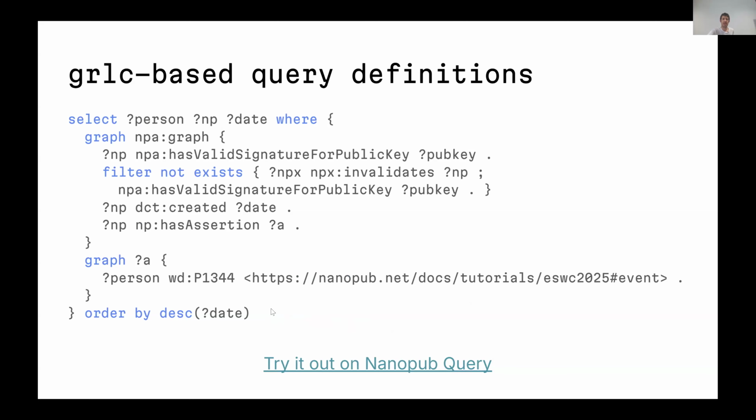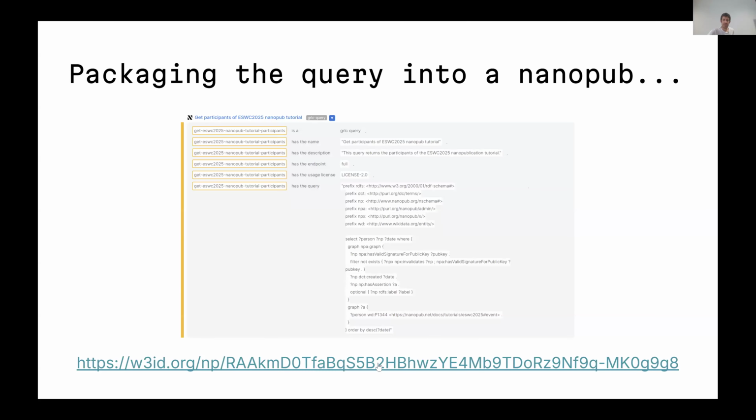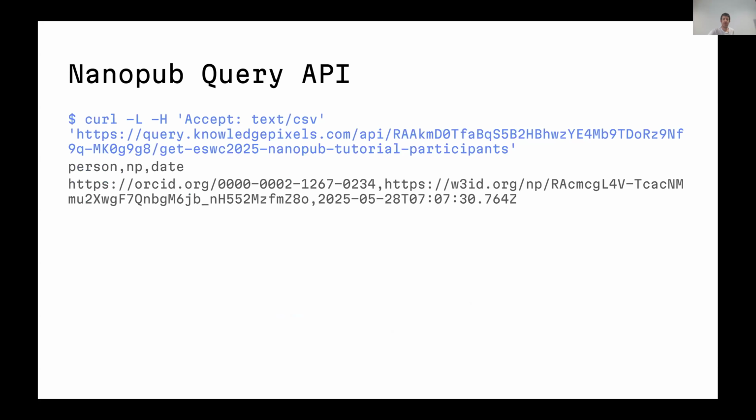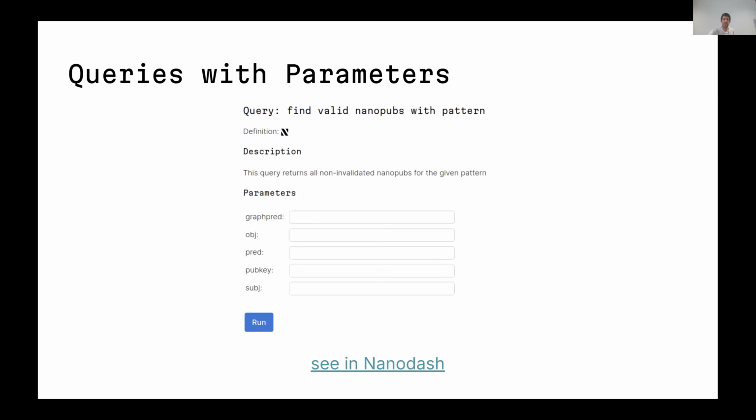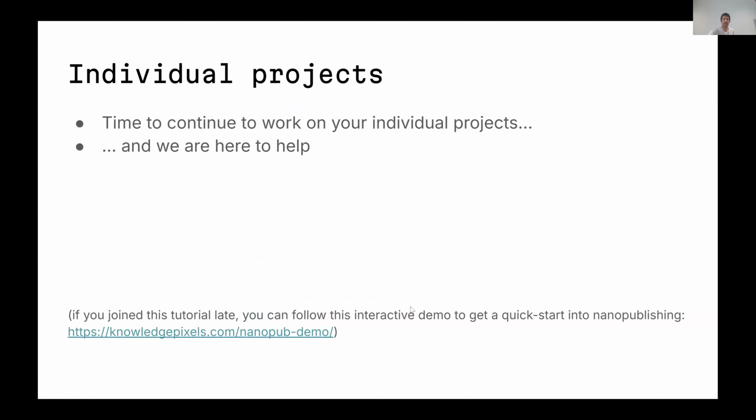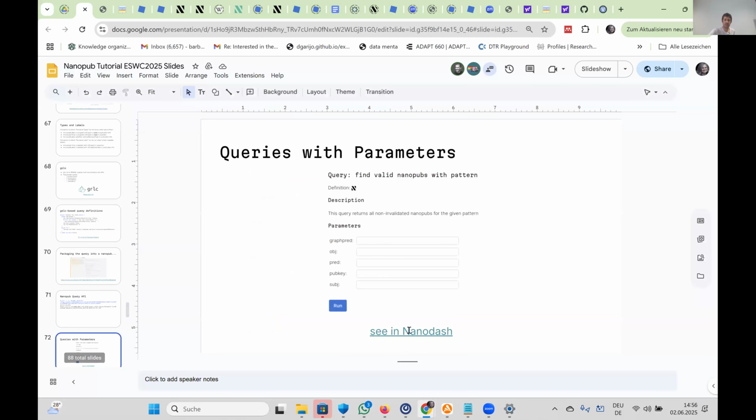This is just another example of what I showed before. You make a query, you publish it as a Nanopub, and then you can use it, for example, through Nanodash. Let's skip one slide ahead briefly. When you want to see what it looks like with parameters, a form like this is created where you have one or several values to fill in. But here I cannot follow this link.